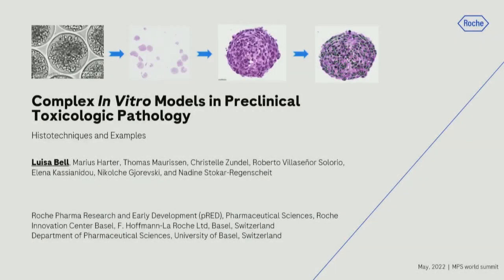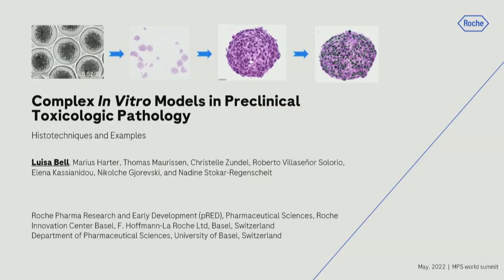I will try to show you how you get from here to here, first of all. So I will take it a step back from Julia's talk and talk about how we can embed and produce histoimages from different complex in vitro models. Working with different complex in vitro models, we really quickly realized that every single model has its specialty and needs for histoprocessing. So there is not one fits all solution for every single model.